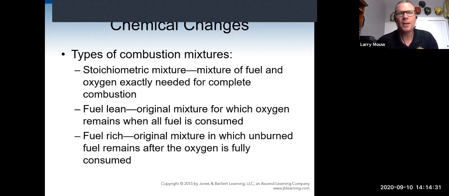As we look at another type of mixture, we look at fuel lean. As the name implies, it's the original mixture in which oxygen remains when all the fuel is consumed. So basically, we don't have enough fuel. We have plenty of oxygen, but not enough fuel. Fuel rich means there's more of the fuel than there is of the oxygen. So it's the original mixture in which unburned fuel remains after the oxygen is fully consumed. We would have some of that leftover fuel even though all the oxygen is gone and combustion has ceased.